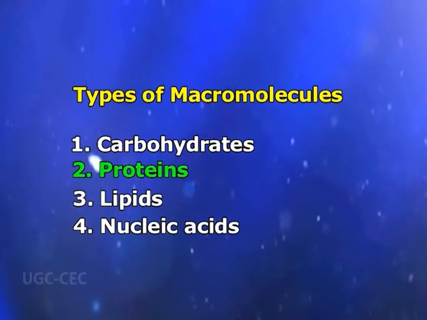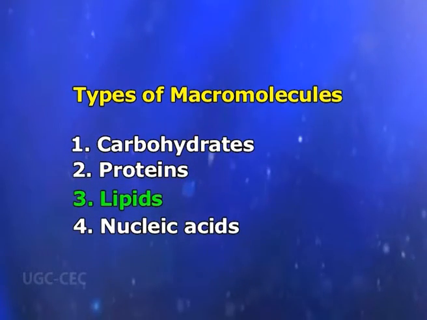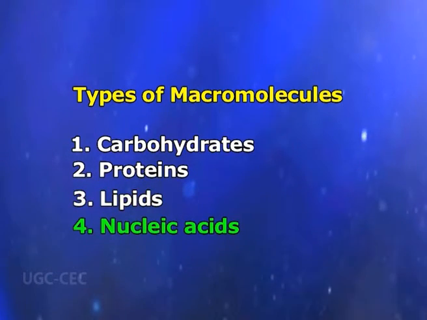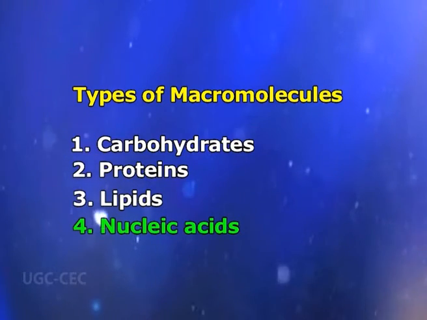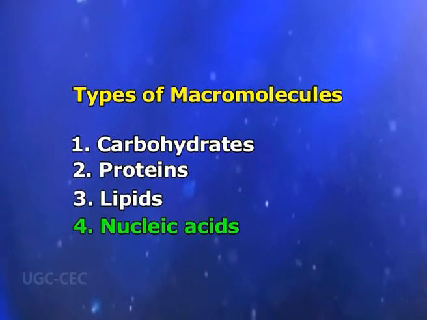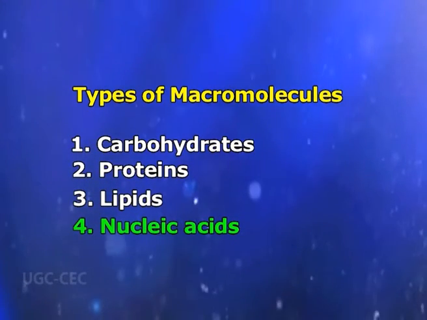The third one is lipids, which are the polymers of fatty acid units joined by ester linkages. They contain carbon, hydrogen and oxygen. And the fourth one is nucleic acids, which are the polymers of nucleotide units joined by phosphodiester linkages, and they contain carbon, hydrogen, oxygen, nitrogen and phosphorus.